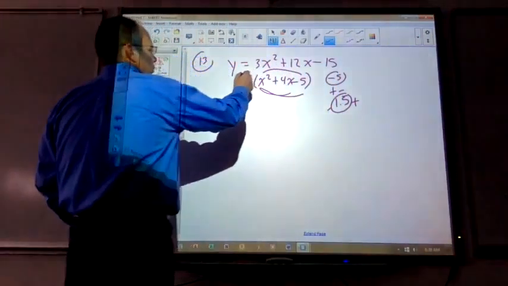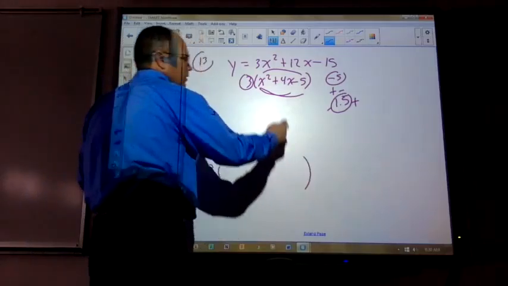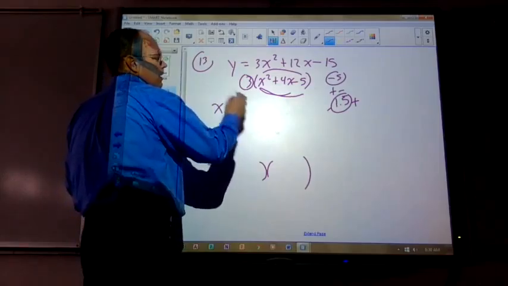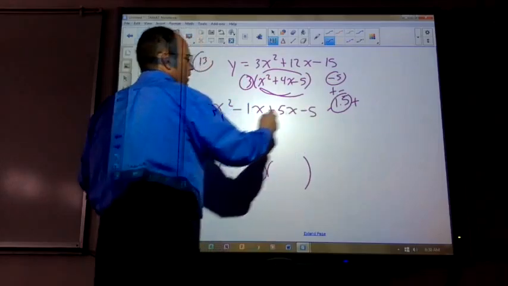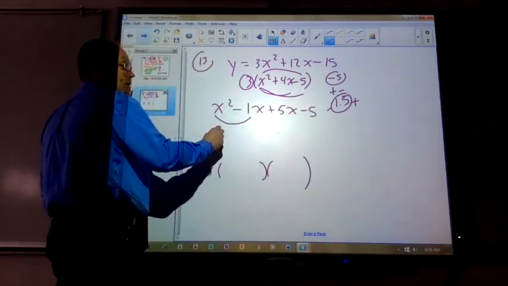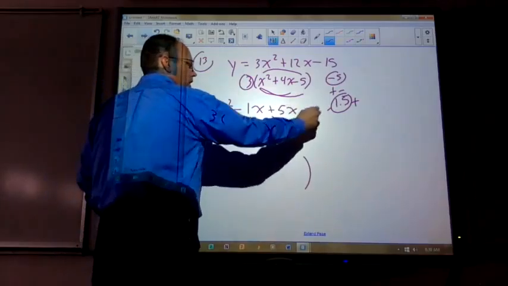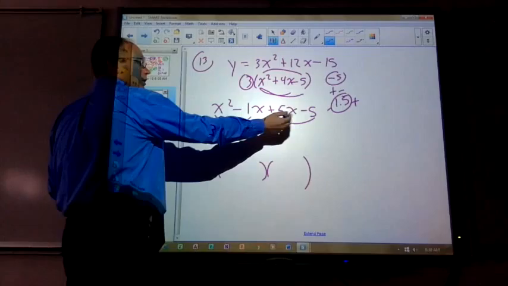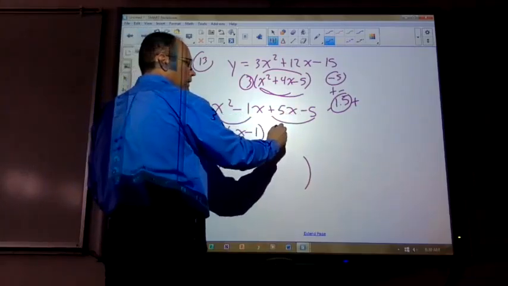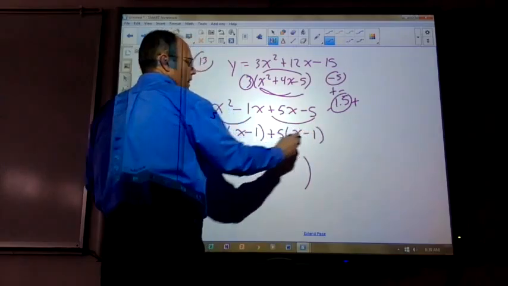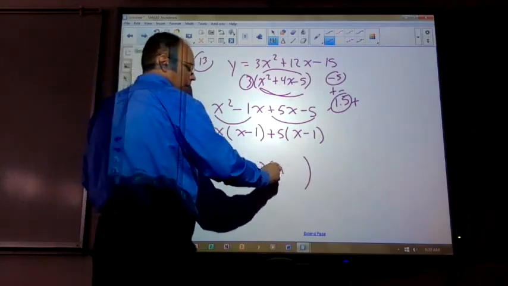So remember, this 3 kind of comes along for the ride. So I have x squared minus 1x plus 5x minus 5. I get this, which is, agree? And then what do I factor out here? No, not an x. 5. And then I have what in common between the two? And I'm left with this.